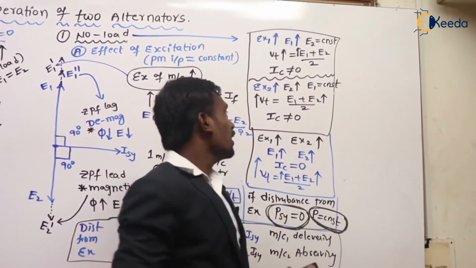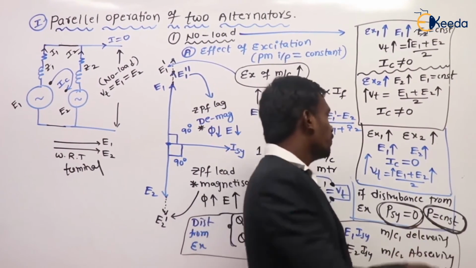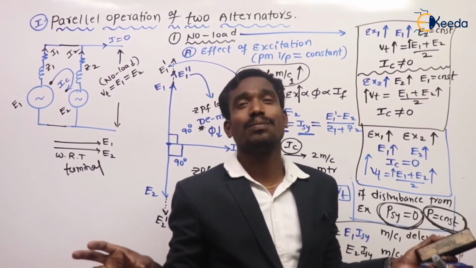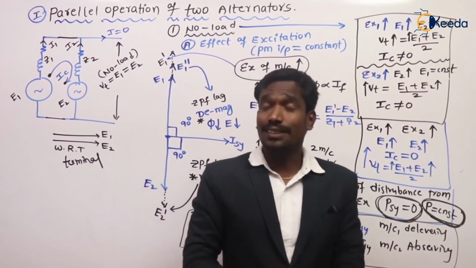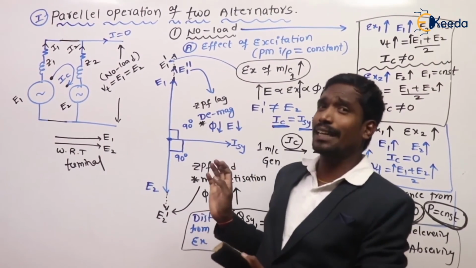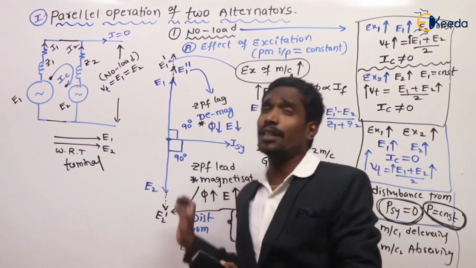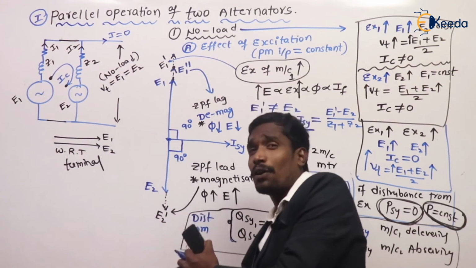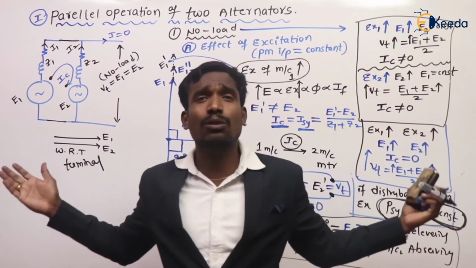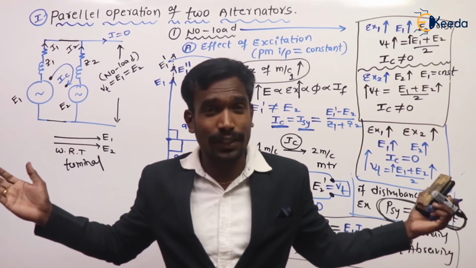machine 1. If both increase, there is no change. If both decrease, there is no change because both are the same. There are no circulating currents. If the circulating current is from first to second, what happens? Reactive power from first to second. If the circulating current is from second to first, then reactive power from second to first. If both increase the same or both decrease the same, there are no circulating currents and no flow of reactive power. Are you getting my point?